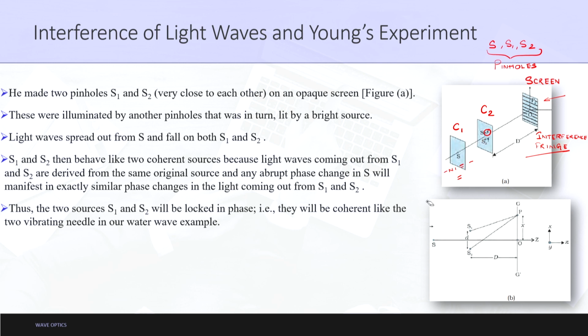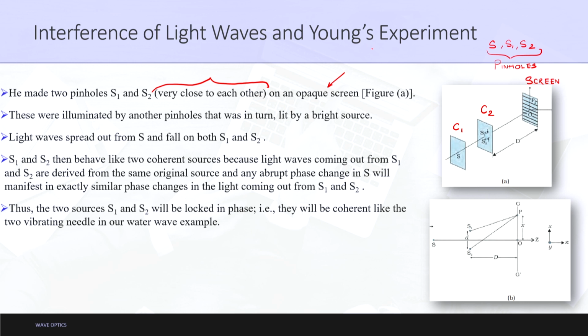Let me just clear so that everything is clear while explaining. Okay, so let's move on. He made two pinholes S1 and S2 very close to each other. It is very important to understand that both pinholes were very close to each other, not far, because it matters when the mathematical formulation is done. So he made two pinholes S1 and S2 very close to each other on an opaque screen. Please make sure it is an opaque screen.